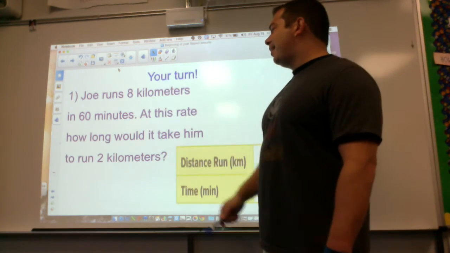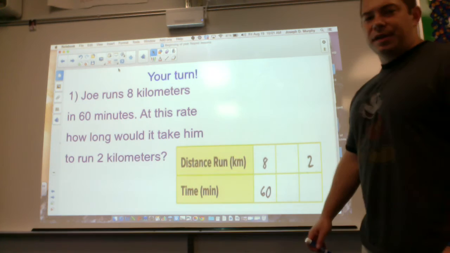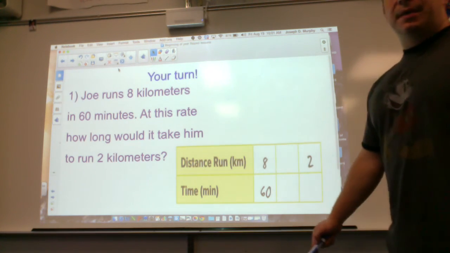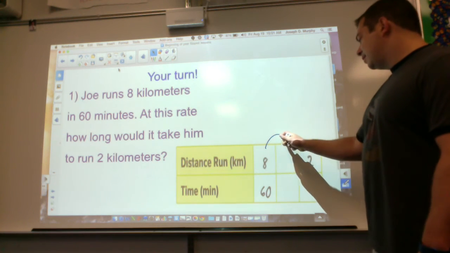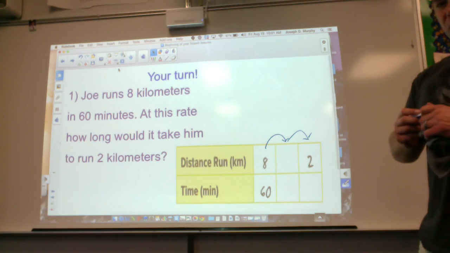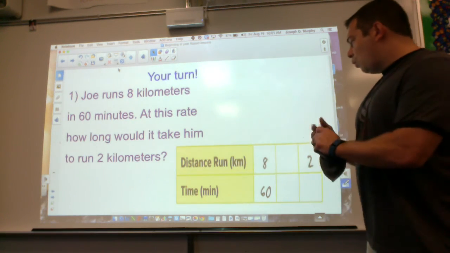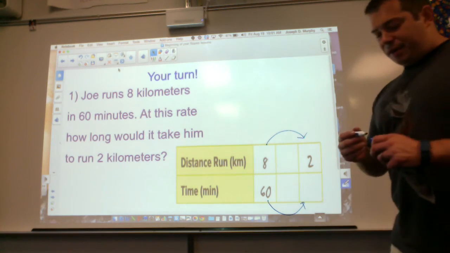Joe runs 8 kilometers in 60 minutes. Doing a lot of running lately. At this rate, how long would it take him to run 2 kilometers? So you have to go from 8 to 2. It's asking you for 2 steps. But I think you know how to go from 8 to 2 in 1 step. But can you do that same step over here?